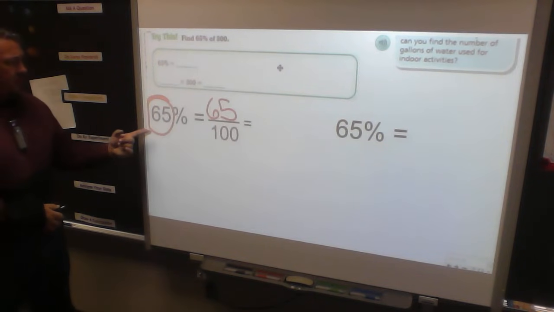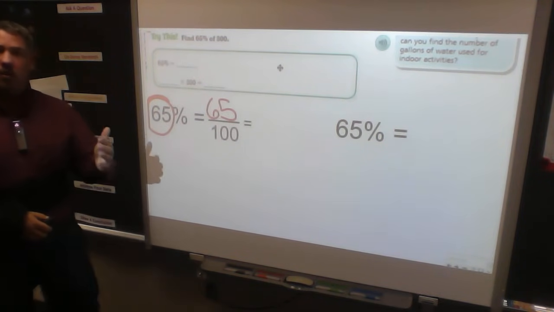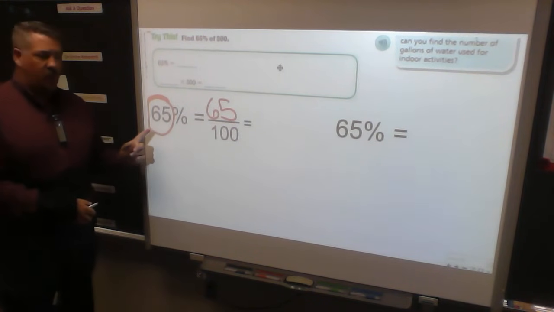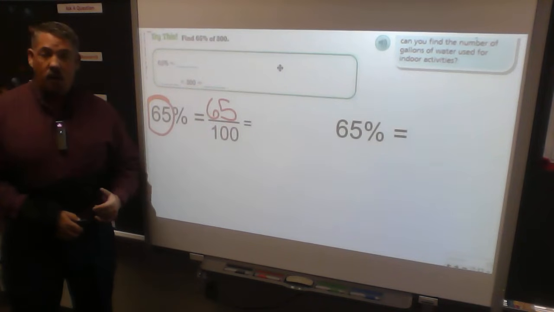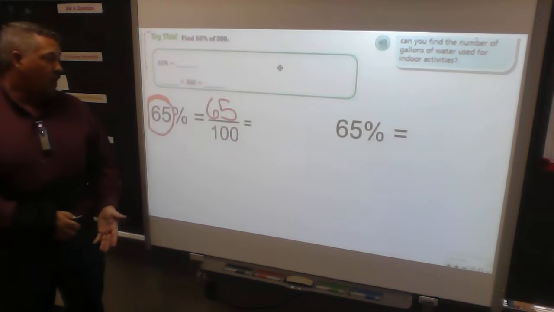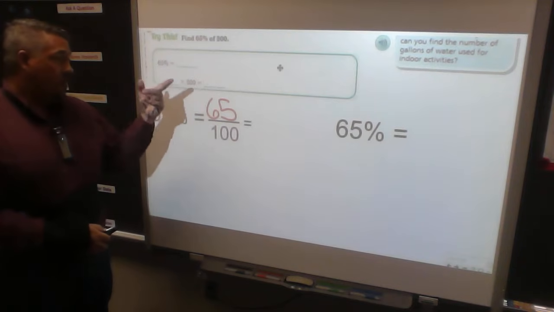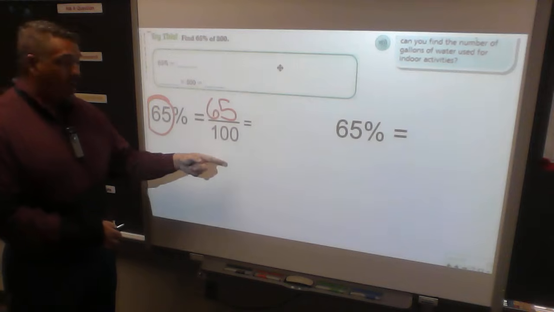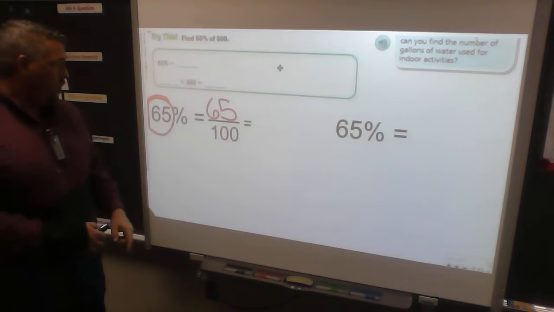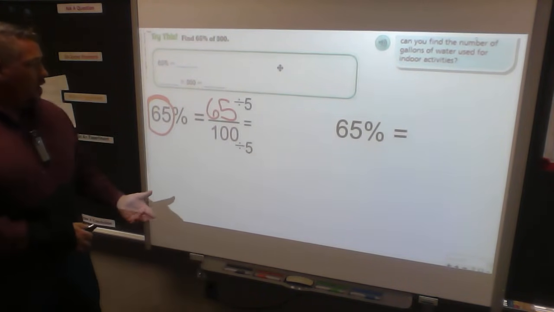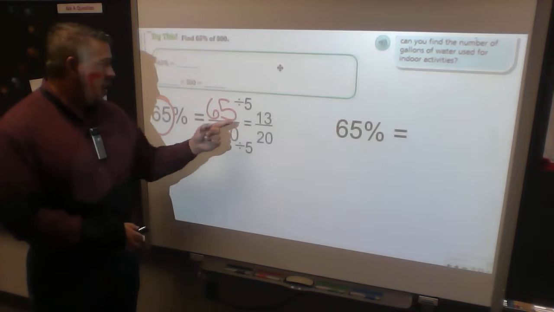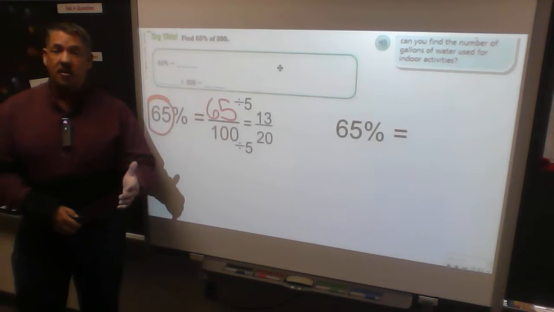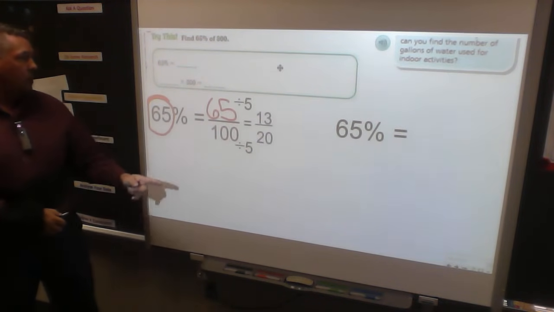So I look at my 65%. The first thing I'm going to do is change it into a fraction. I take my digits that make up my percentage, I put it over 100, and then I reduce if I can. I can because my divisibility rules from the first week of school tell me 5 goes into 65 and 100 because it ends with 5 and 0. So when I reduce by 5s, I can see that 5 goes into 65 13 times, and 5 goes into 100 20 times. So my fraction is 13/20.